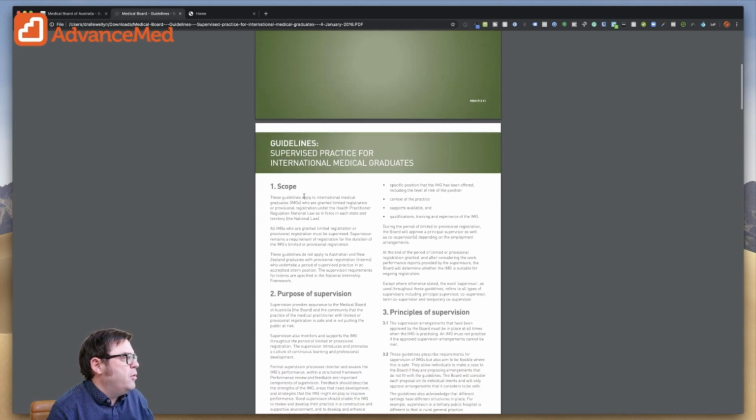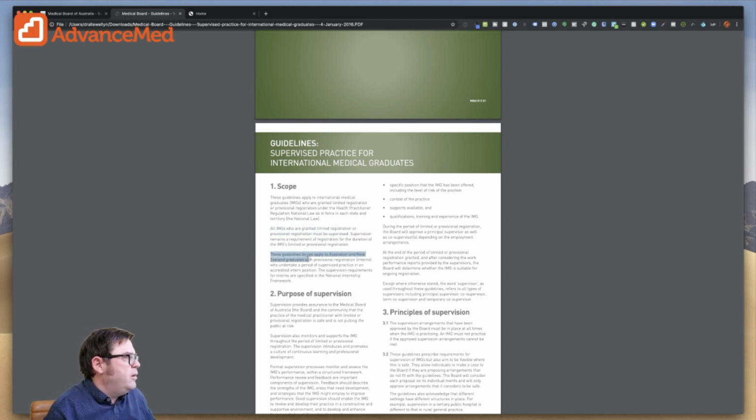So these guidelines apply to all international medical graduates who are granted limited registration or provisional registration. All IMGs who are granted limited registration or provisional registration must be supervised. And it is your personal professional responsibility to make sure this occurs. Yes, your supervisor has certain responsibilities and obligations, but at the end of the day, if things don't occur in alignment with these rules, then it is your responsibility to have made sure that it happens.